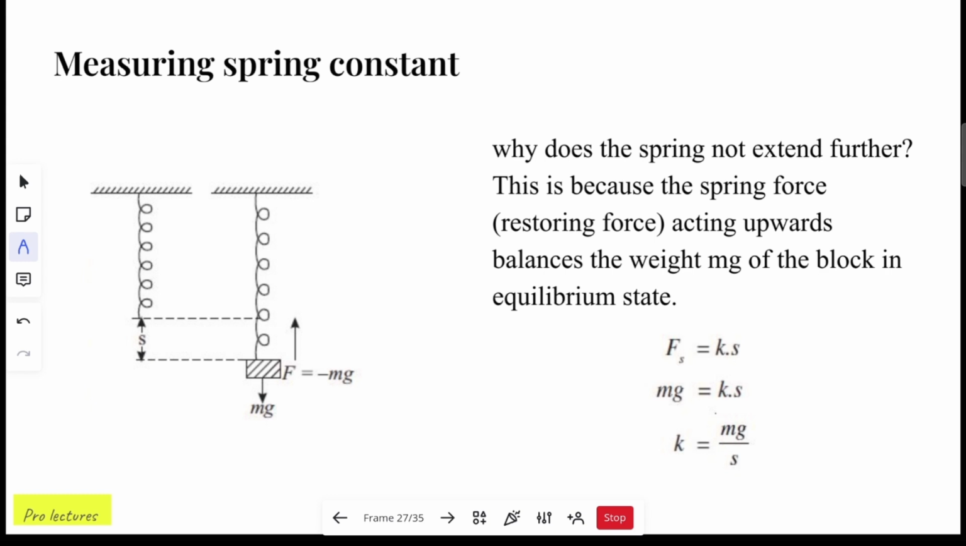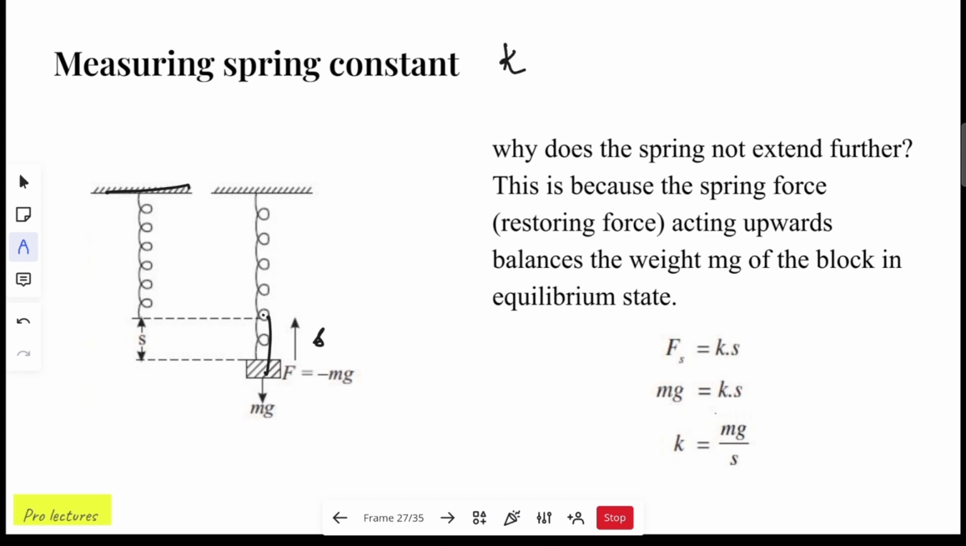Now let's measure the spring constant k. Suppose there is a spring vertically suspended as shown here. Now we are attaching a block of mass m. Due to gravity, it extends some distance here. We'll measure the extension here. Say it is s.